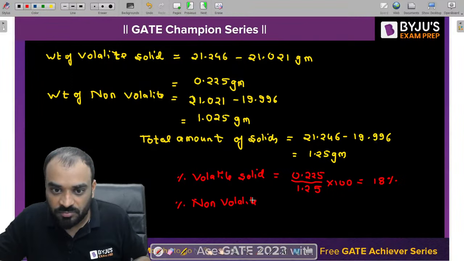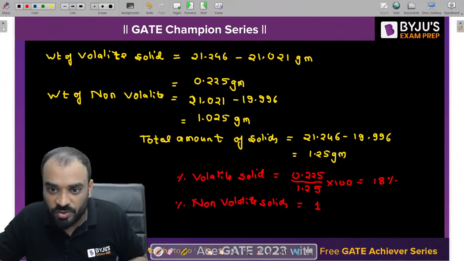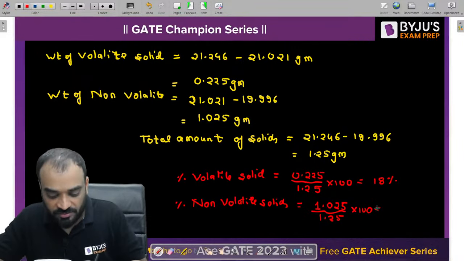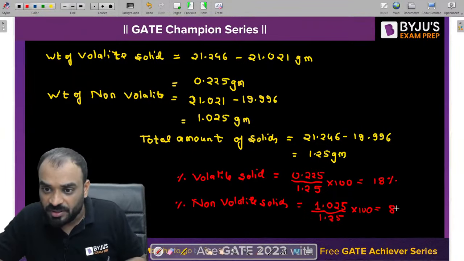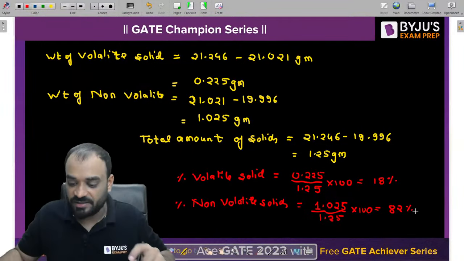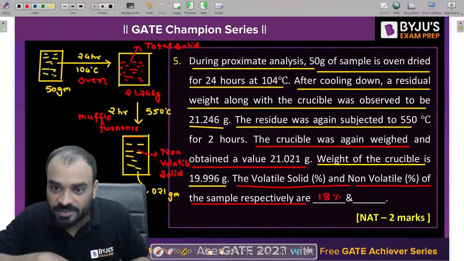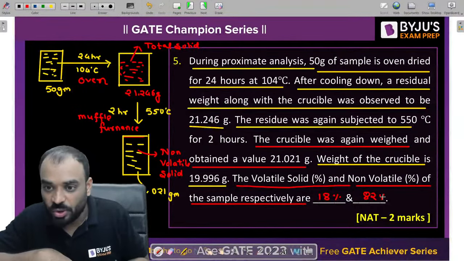Non-volatile solids. So can we write here, guys, this value is equal to 1.025 divided by 1.25 and multiplied by 100. So are you getting 82 exactly? Very nice, superb. Yes, 82%. So you can see here, guys, this is the correct answer, right? So volatile is 18% and 82% is non-volatile in nature.